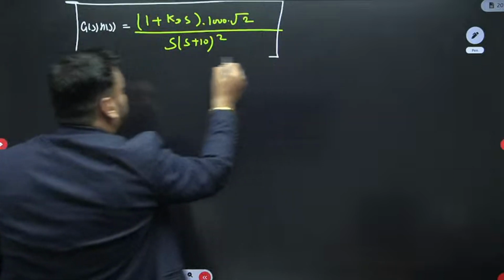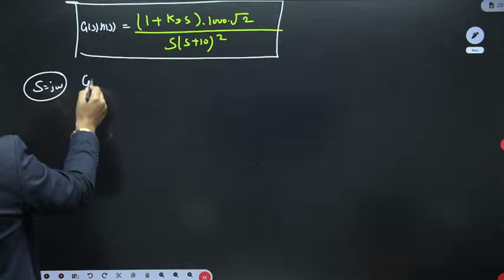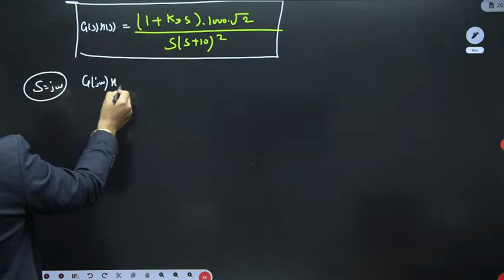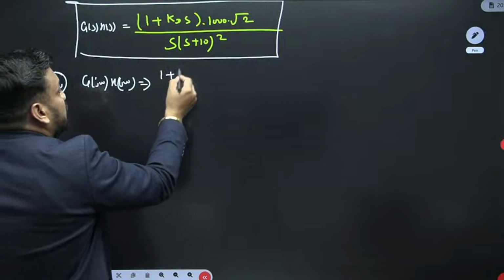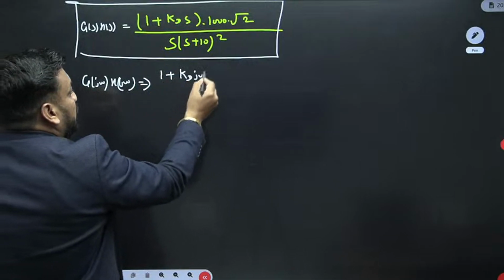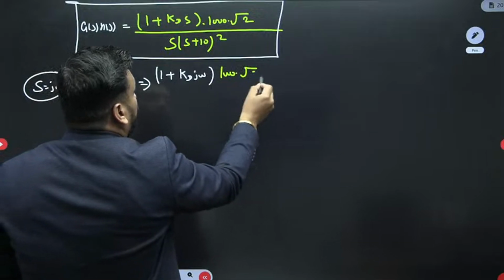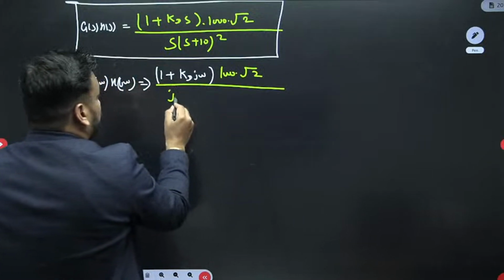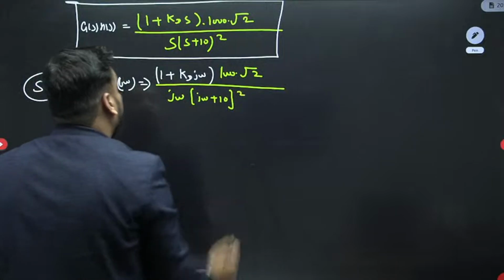First of all, I need to put s equal to j omega. I am solving this in detail so that other students will get a perfect solution here and will not have a single doubt. So 1 plus KD j omega, and here 1000 root 2 upon, in place of s I am just replacing j omega, so j omega times (j omega plus 10) whole square.